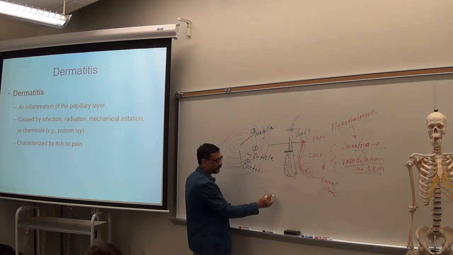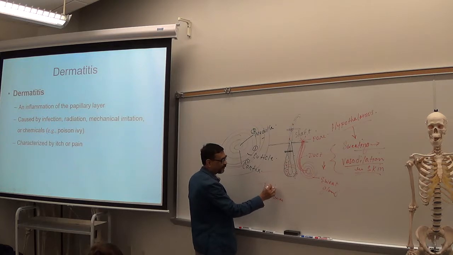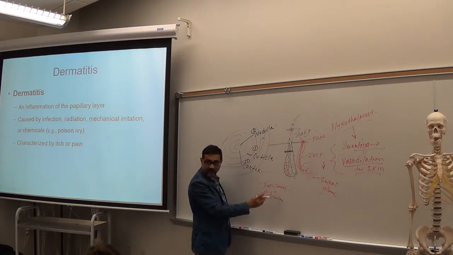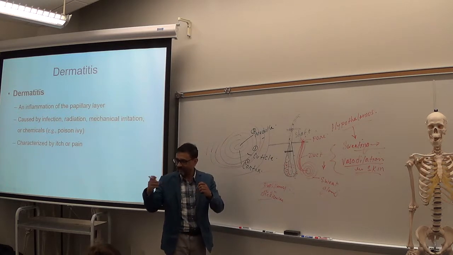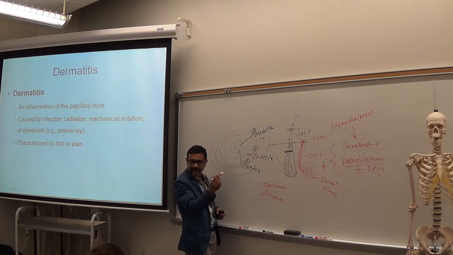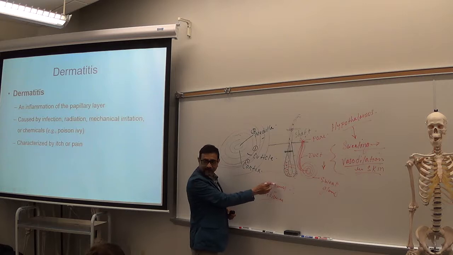Inner reticular, outer papillary. So dermis has how many? 2. Okay? And I told you, reticular is dense irregular. That means tough, thick, right? Dense. And papillary is loose areolar. Remember from last class? So this is soft, right?